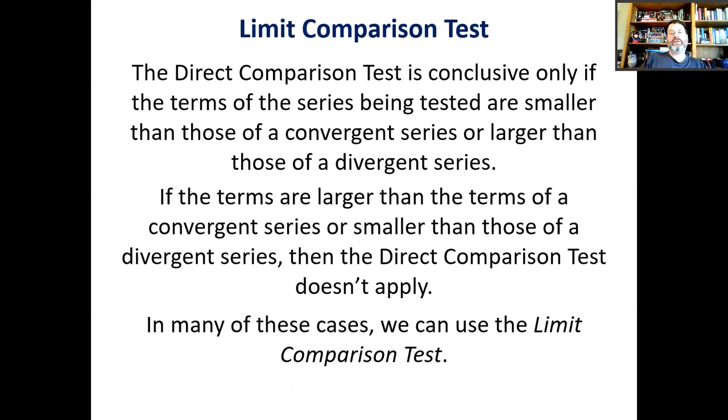All right, now we're going to learn about the limit comparison test. That's the second test we're going to see today. Well, it turns out that the direct comparison test that we just used is conclusive only if the terms of the series being tested are smaller than those of a convergent series or larger than those of a divergent. So we saw one of each. We saw a p-series. We saw a geometric series. If the terms are larger than the terms of a convergent series or smaller than those of a divergent series, then the direct comparison test doesn't apply.